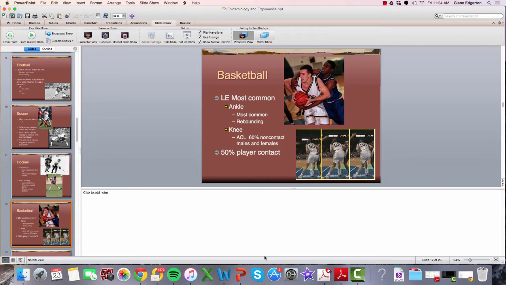And you can see in the lower left-hand corner, as that knee caves in on the basketball player, you can see that's a non-contact injury. Nobody's hitting her. She's just planting her foot and her knee buckles and caves in. And then 50% of injuries are through player contact.